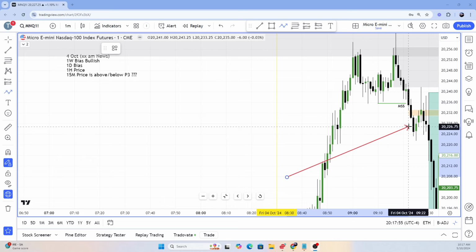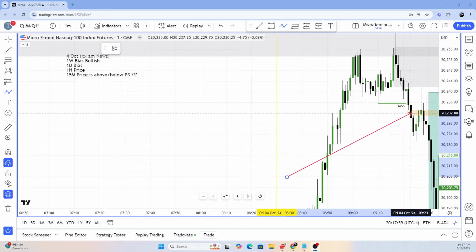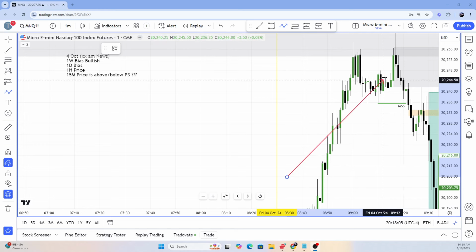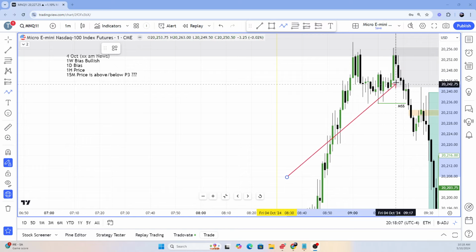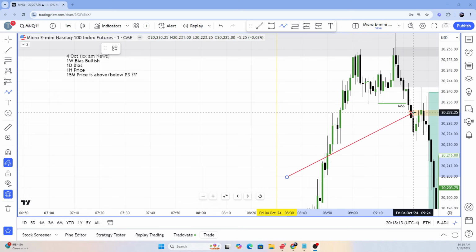Also in that displacement, in the push down, we notice that it created a small fair value gap. So we are looking for these signatures, and not only that, in the price down it made an order block. So this is a 1 minute order block and a 1 minute fair value gap.